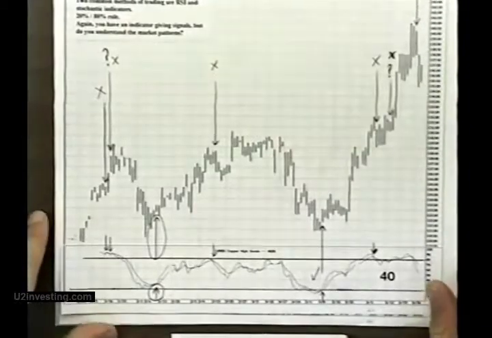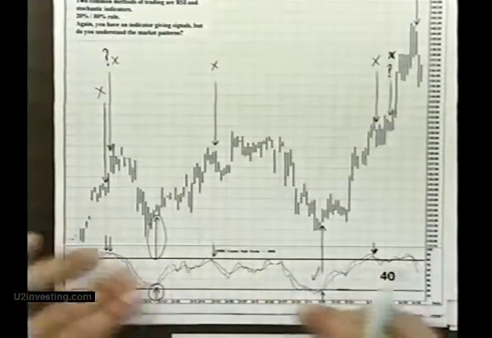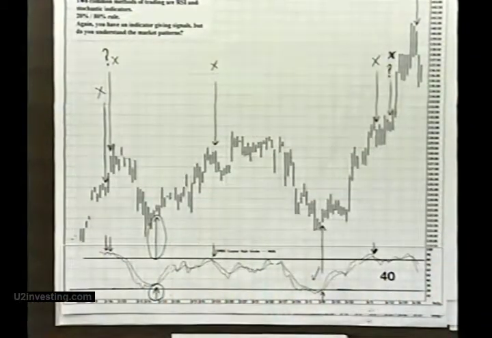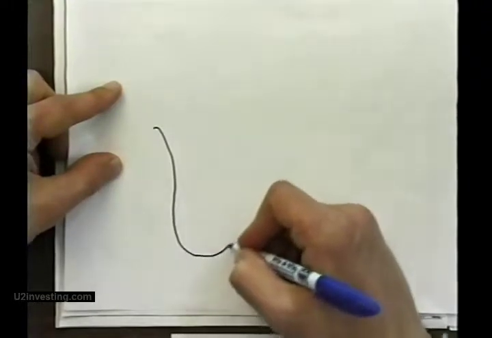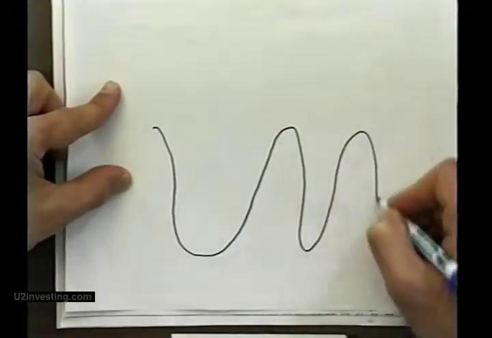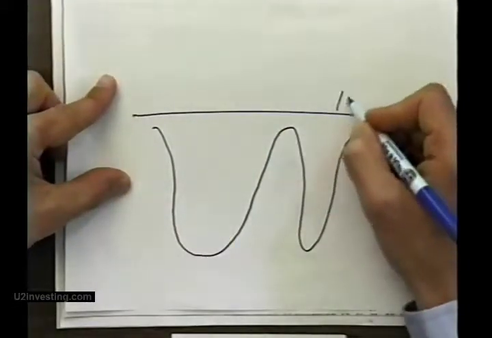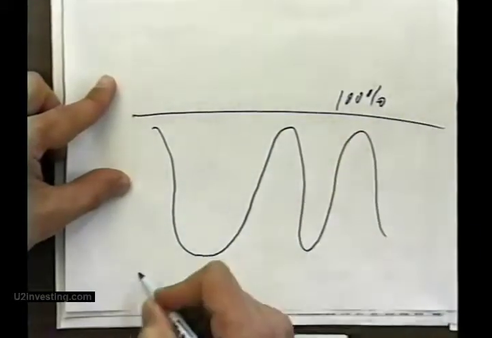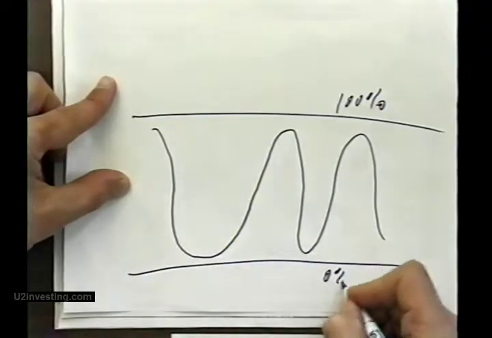Okay, now we're going to combine moving average with stochastics, but let's first look at stochastics. The way that stochastics work, for those of you who are not that familiar with it, because there are some beginner traders who are watching this videotape: stochastics is an overbought, oversold indicator. The top line is 100%. The bottom line is 0%.